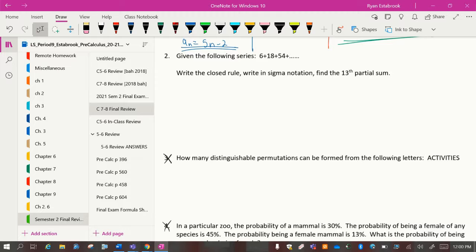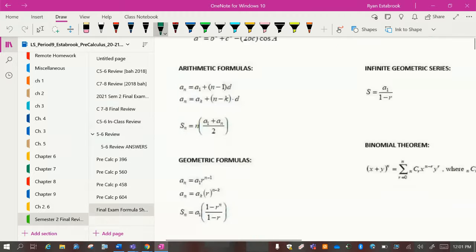Is this another arithmetic series? No. We're not adding the same thing. We added 12, but then we added 36. Instead, what kind is this one? Geometric. 54 divided by 18 is 3. 18 divided by 6 is 3. So there's a common ratio, and that common ratio is 3. The first term is 6. We want to write the closed rule. So in other words, what is the formula for a sub n?